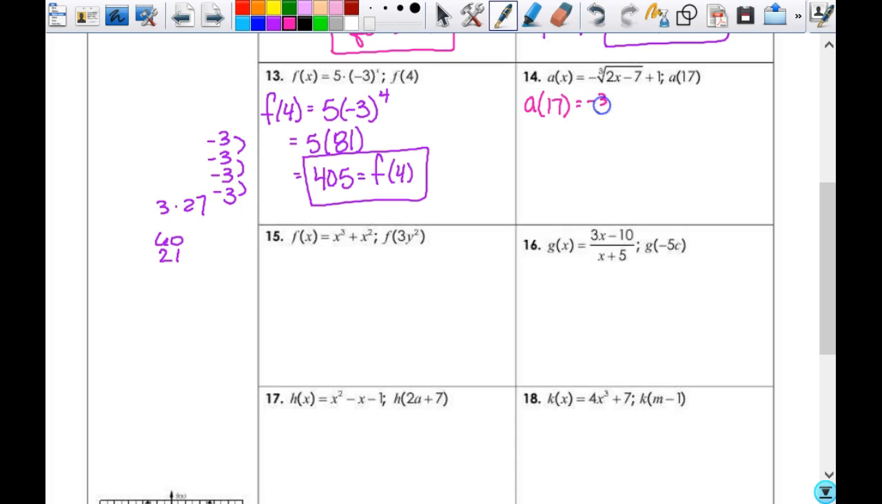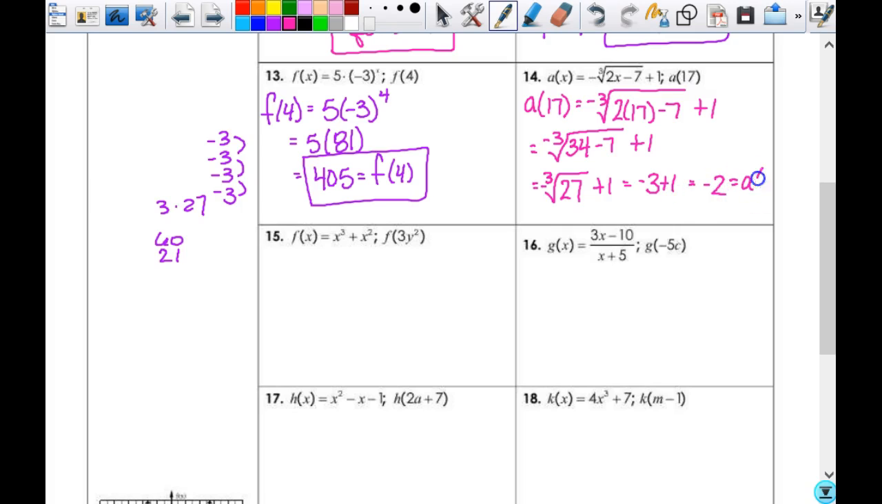It's equal to the negative cube root of 2 times 17 minus 7 plus 1. So negative cube root. What's 2 times 17? 34. So 34 minus 7, and then plus 1. 34 minus 7? 27. Thankfully, right? Because you know what the cube root of that is. Plus 1. So what's the cube root of 27? 3. But then it's a negative out in front of there, so it's negative 3 plus 1. So you get your negative 2, which is a of 17.